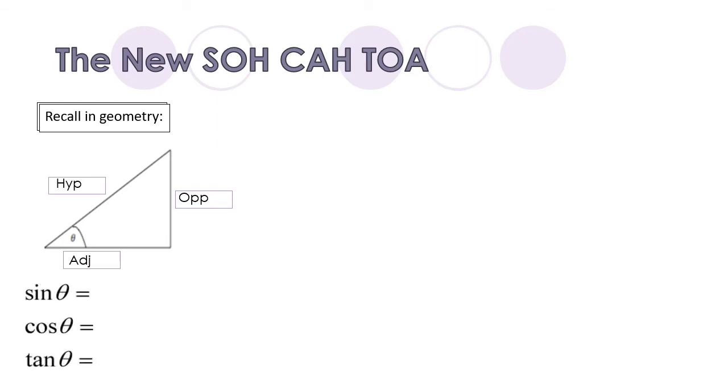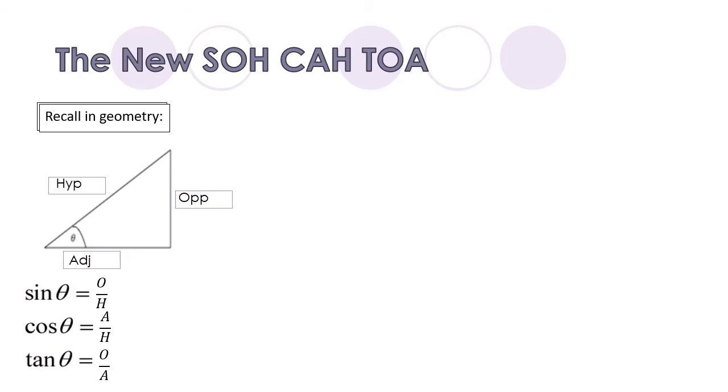We have sine, cosine, and tangent. Now, what does the SOH stand for? Well, it's sine theta equals opposite over hypotenuse. The CAH stands for cosine theta equals adjacent over hypotenuse. And the TOA is for tan theta equals opposite over adjacent.